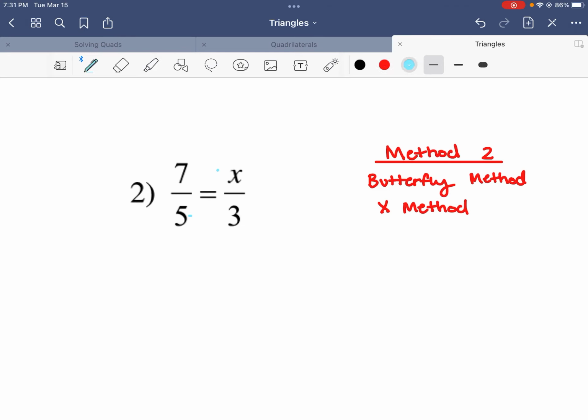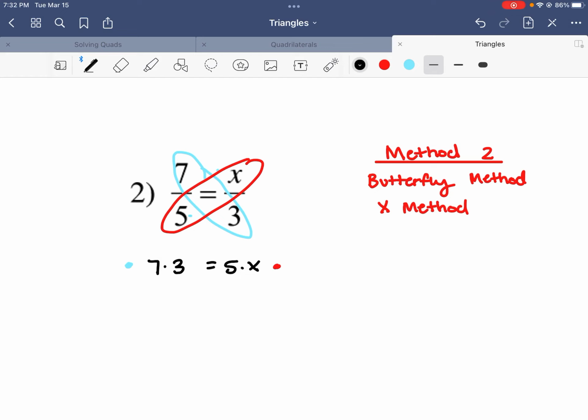So what you do is that you're going to multiply these two circles. The first circle, actually different colors. The first one's going to be 7 times 3. You're going to set them equal to each other, and then you're going to multiply the other circle, or the other leg of the x. So this is 5 times x, and this is the red section.